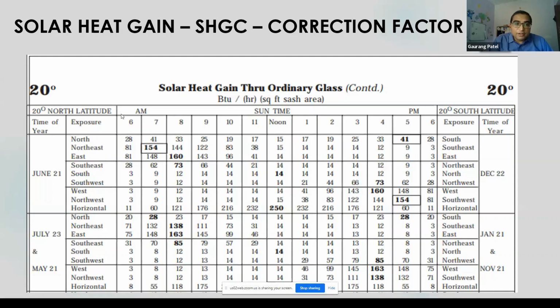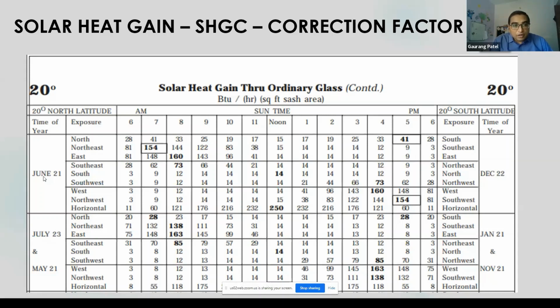So here the tables are given for all your orientations: north, northeast, east, and so on. Secondly, they give the timelines at which time you are calculating. For our case, we are doing a heat load calculation for the month of May at 4 p.m. But based on your application, you can check whether you need to do a heat load calculation for 9 a.m. or 5 p.m. Maybe you are doing a building which is occupied only in the morning hours, so you can do the heat load calculation accordingly for the morning hours only.